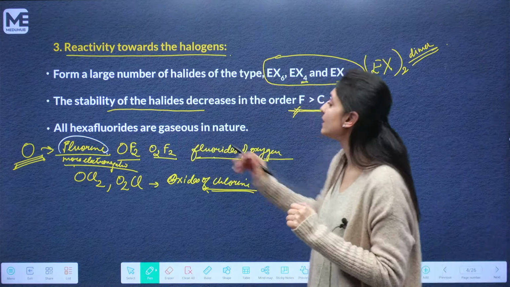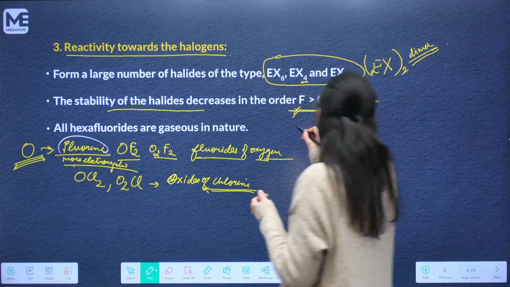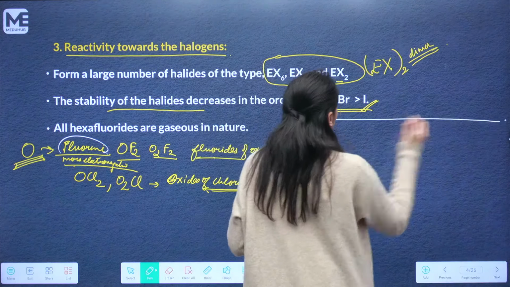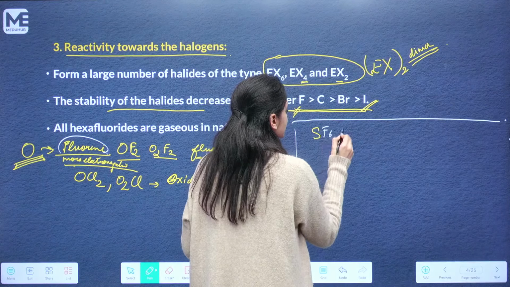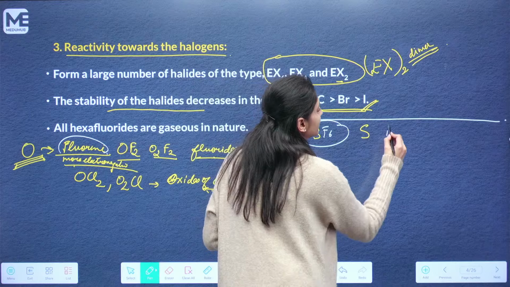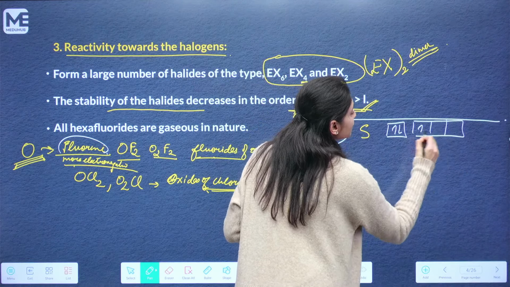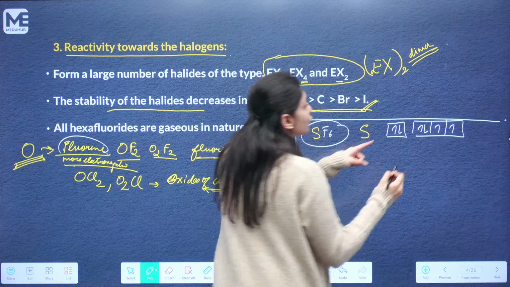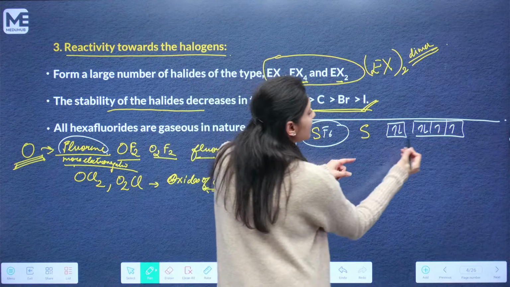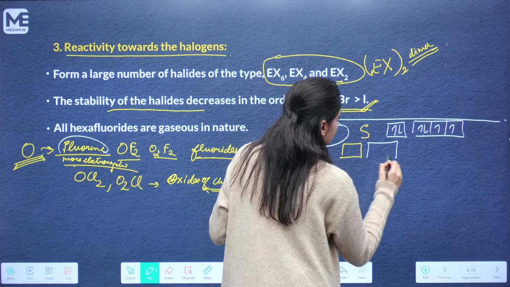All hexafluorides, now let's talk about the hexafluorides. They are gaseous in nature. So the most stable hexafluoride is SF6. If we talk about SF6 for sulfur, this is the valence shell electronic configuration. To form a hexafluoride, all these electrons need to get excited. So the excited state here would be this.